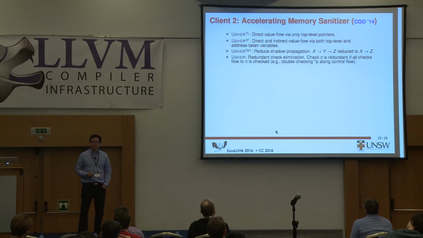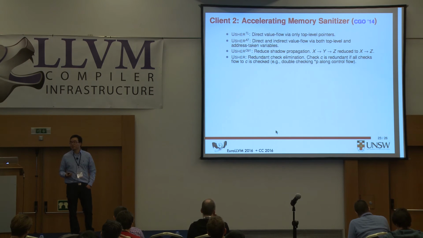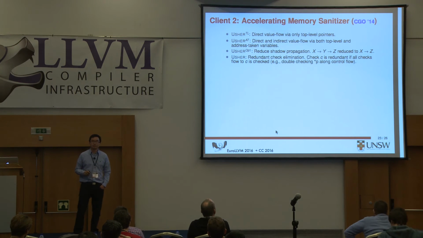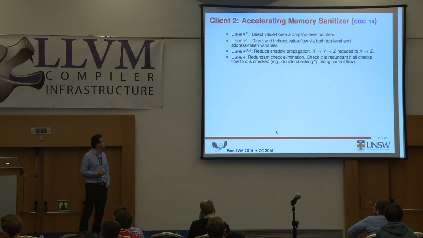So basically, there are 4 settings for this work. The first setting is we only trace the direct value flows. Essentially, we don't need SVF, right? The next setting is we trace both top-level and address-taken variables to identify the redundant checks. The third and the fourth settings are basically optimizations. The third setting tries to reduce the shadow propagation.